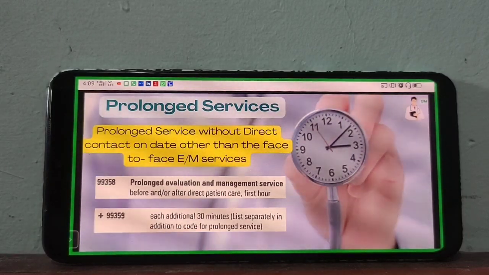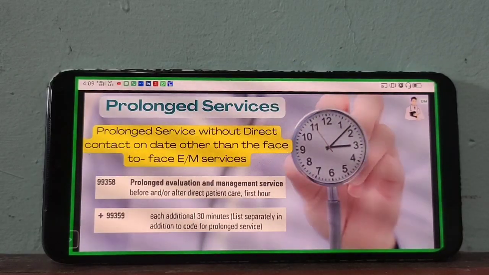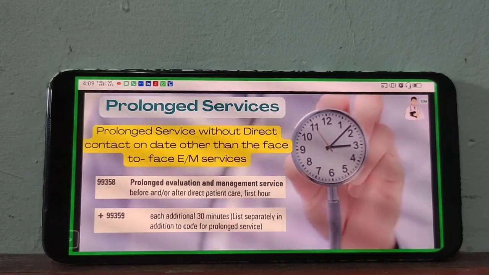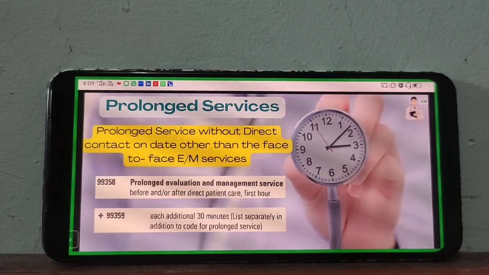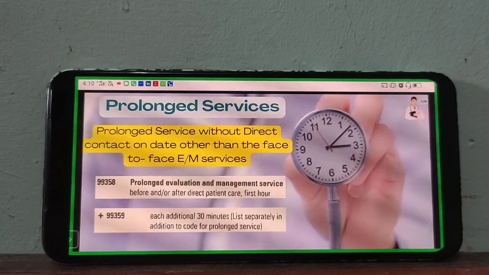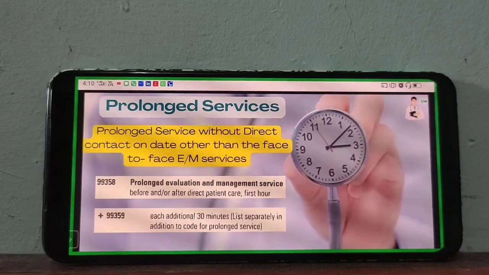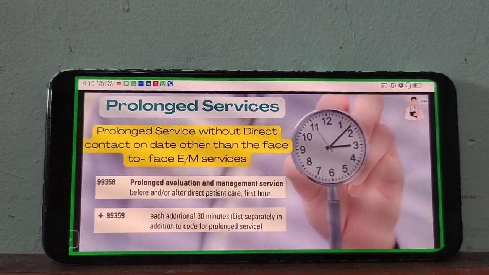Okay. For the first hour, 99358. For each additional 30 minutes, 99359. How can we report the code for 2 hours? 99358 and 99359 times 2. Super. For the first 1 hour, 99358. Then the remaining 30 minutes in 1 hour, so for that, 99359 times 2. Okay.